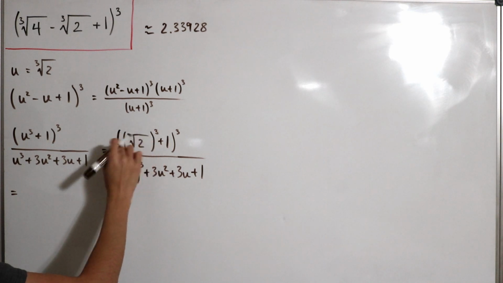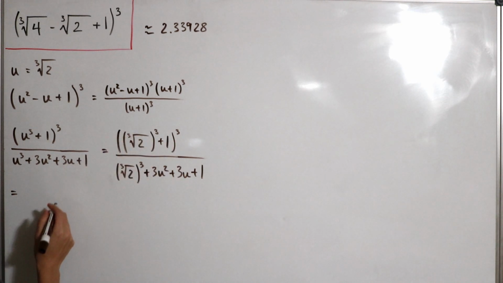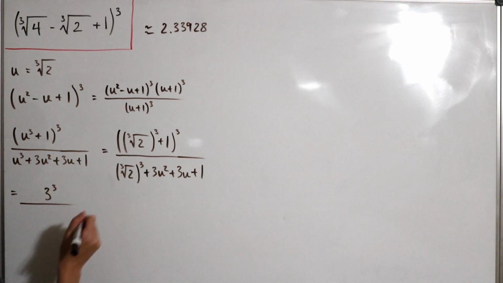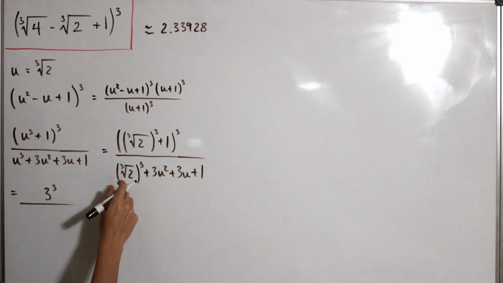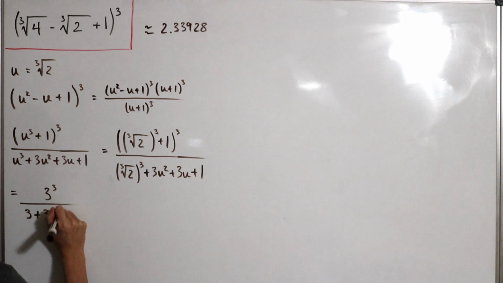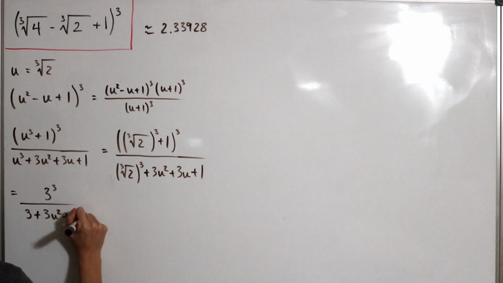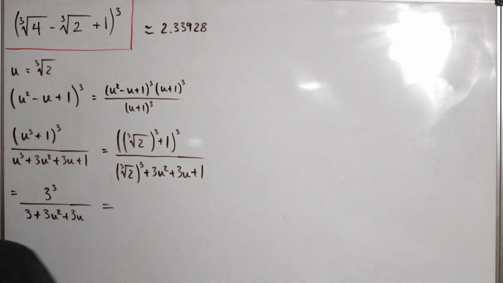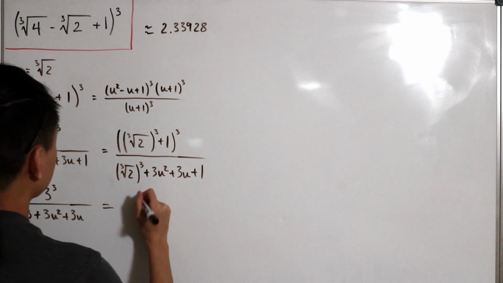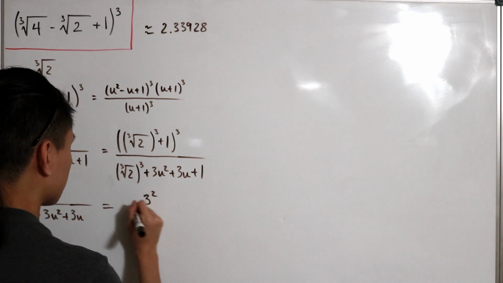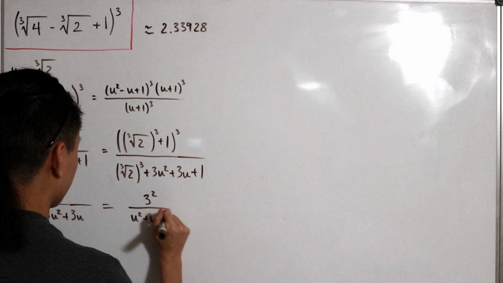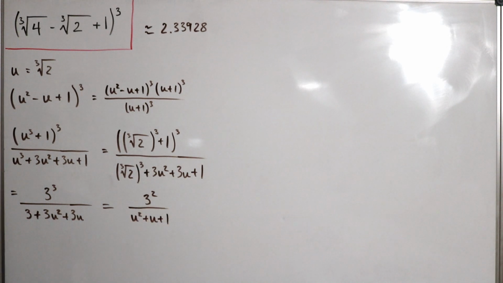Then the cubes will just cancel each other out. So we're just left with 2 plus 1, which will just be 3 cubed in the numerator. And then in the denominator, we have 3 plus 3u squared, then plus 3u. What we can do here is factor out a 3, and that'll cancel one of the terms from the 3 in the numerator, so we just have 3 squared on the top. Then this is just u squared plus u plus 1.